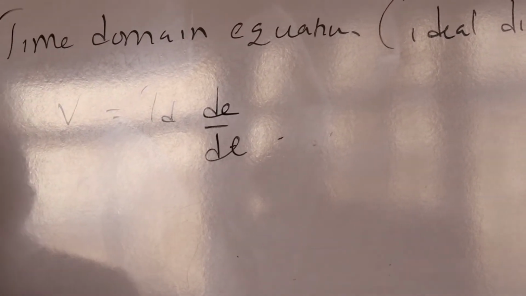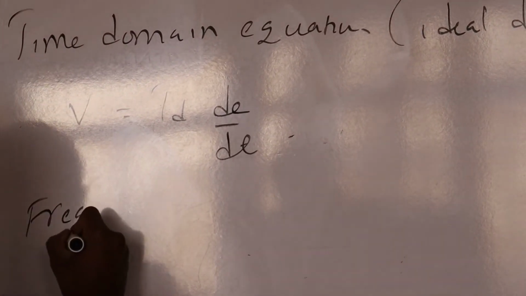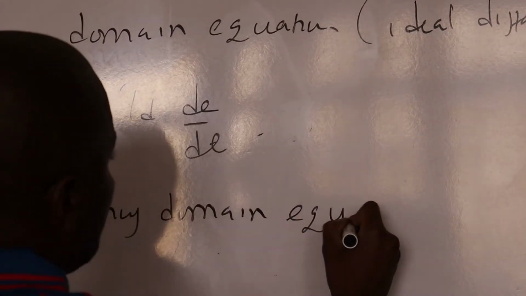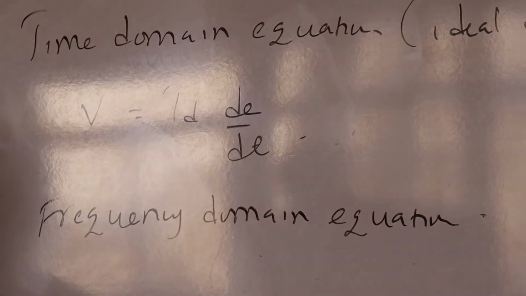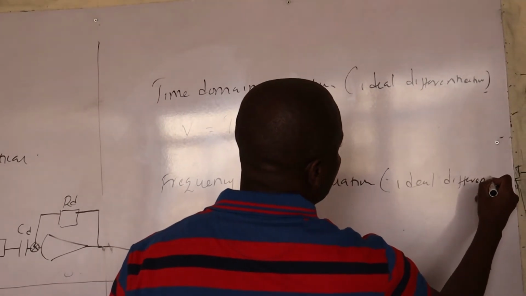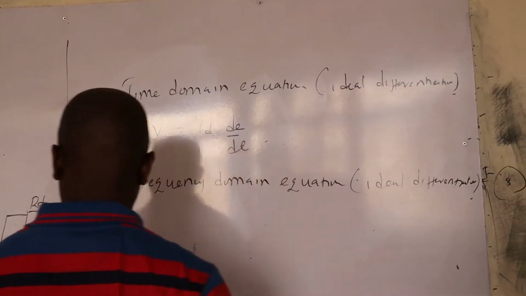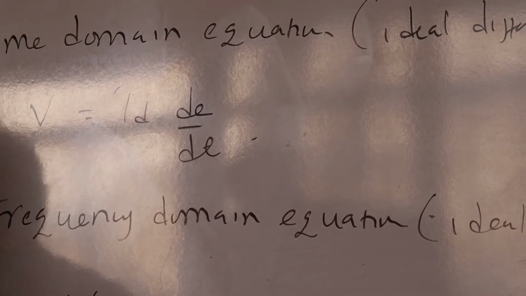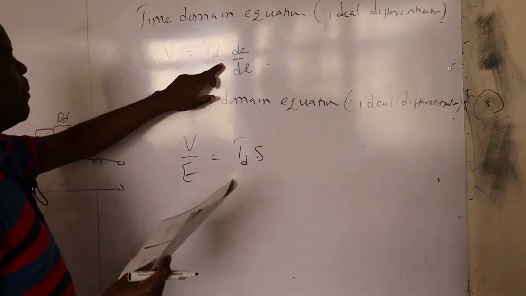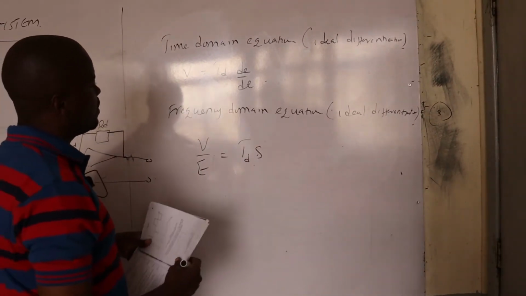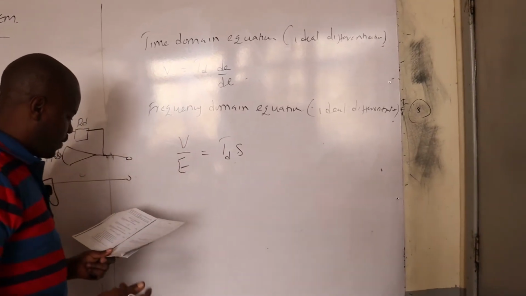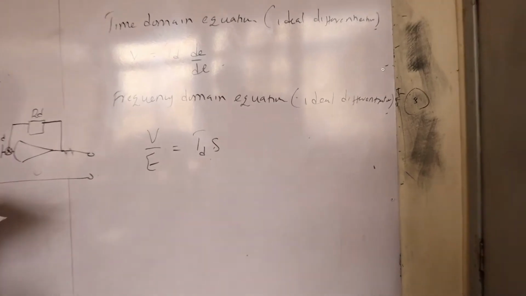When you talk of the frequency domain equation, and that is for the ideal differentiator, then we are simply talking about V all over E given as TD s. So it is simply getting the Laplace transform of that, where d/dt will become s, and the small e will become capital E. So V over E is going to be TD s.